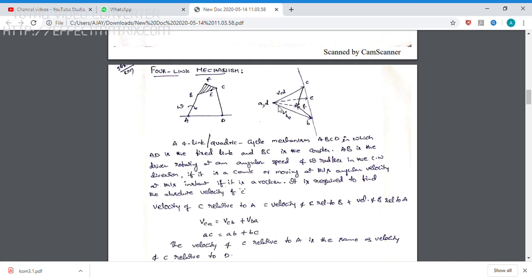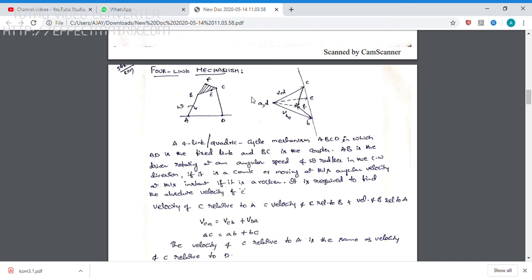Okay. Next, the BC link is there. What is BC? It is the velocity of C relative to B. We don't know its magnitude, but we know the direction. The direction is perpendicular to the link or element. So at point B, I constructed one line perpendicular to the BC link. Here I drew one line perpendicular to BC.